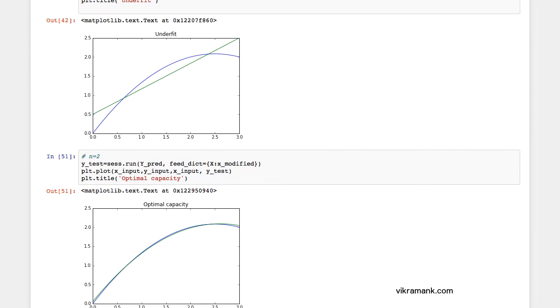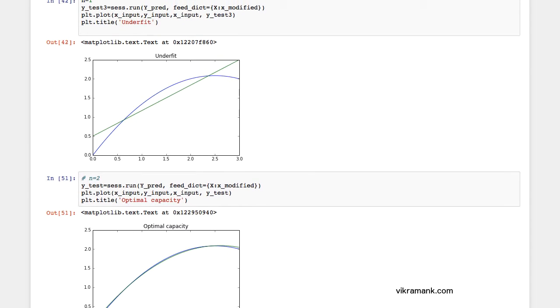So I'm going to increase the number of model parameters to 2, which is actually required, and so you can see clearly the difference between these two. The predicted output and the actual output are really close to each other.